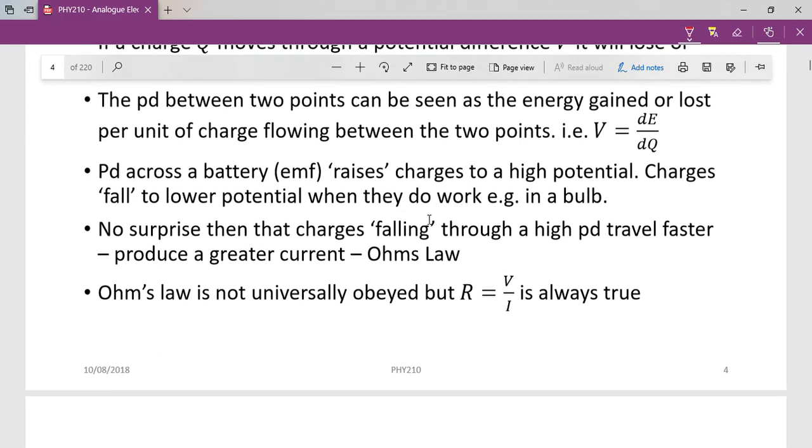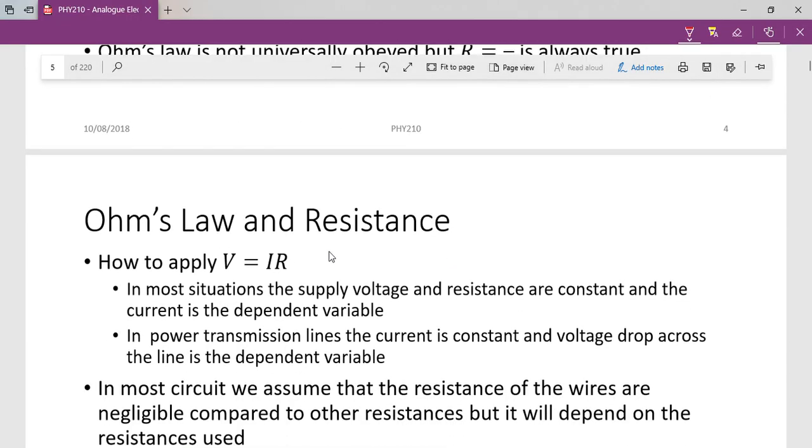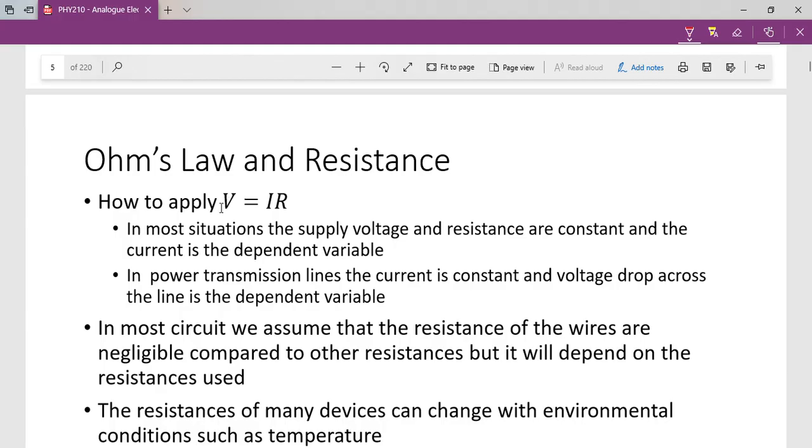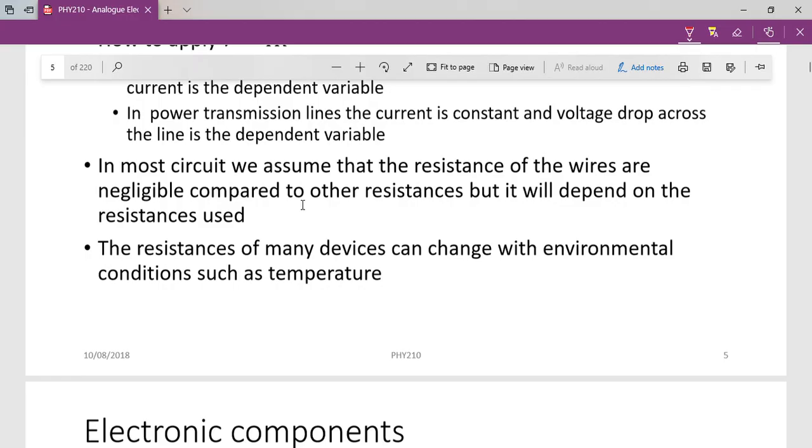So according to Ohm's law, we know the voltage across any resistance is in direct proportion to the current flowing in a conductor, and that proportionality constant is what we call resistance R. Ohm's law, as I said, voltage across any conductor is in direct proportion to electric current. The proportionality constant is what we call resistance.